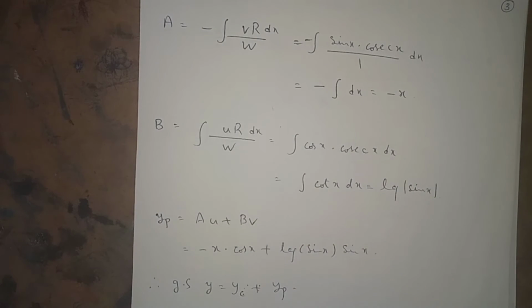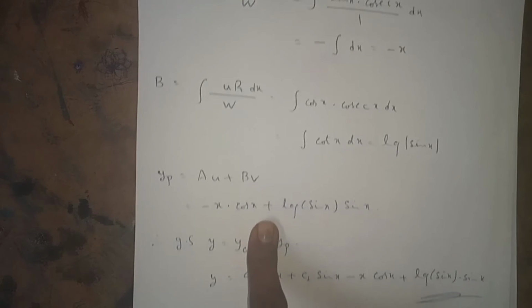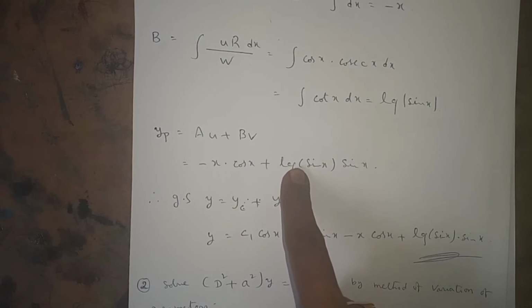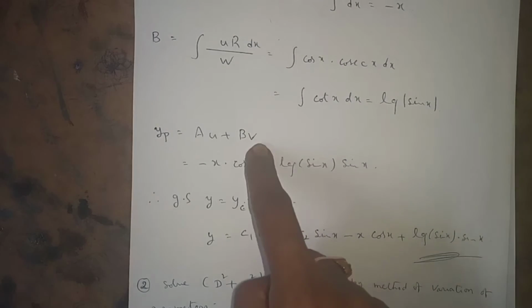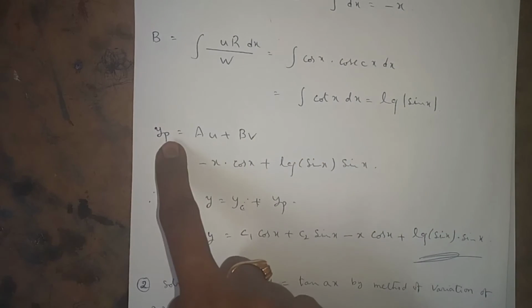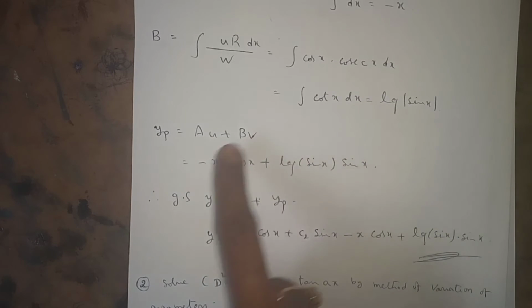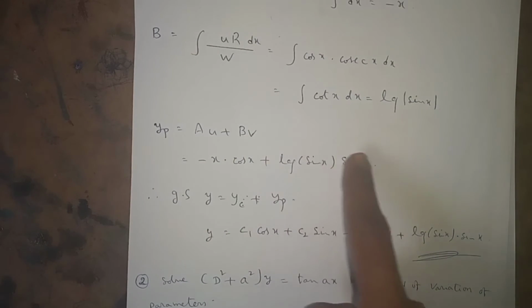Therefore, yp means particular integral. What is meant by yp? Particular integral is A u plus B v. How much have we got? A is minus x into u is cos x, capital B is log of sin x into v is sin x. Yp is equal to A into u plus B into v.